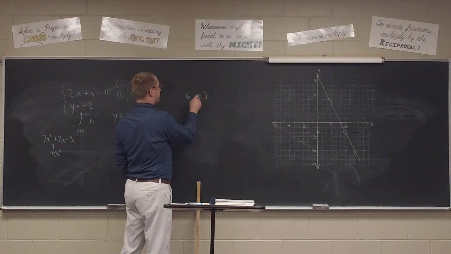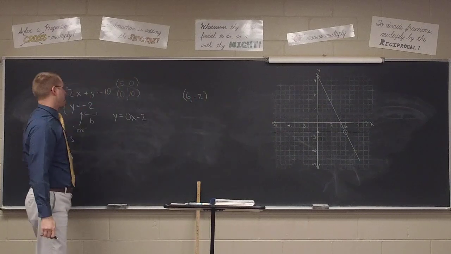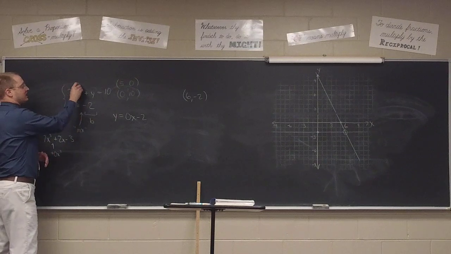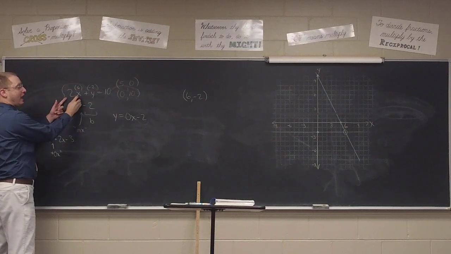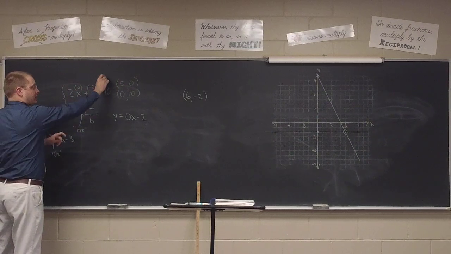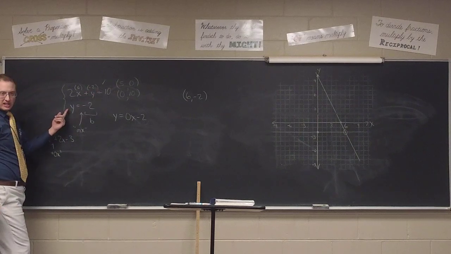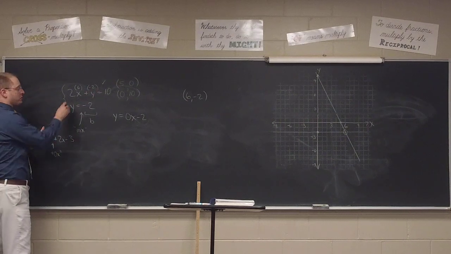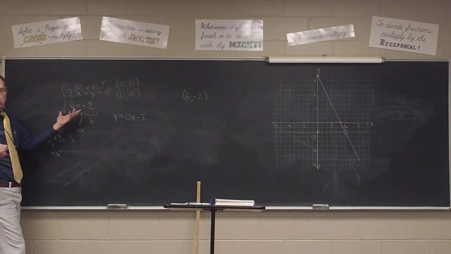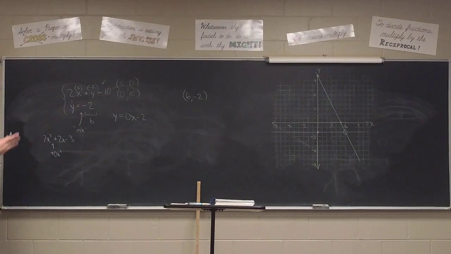6, -2 is our solution. Here we could plug in a 6 and a -2 and say that 12 plus -2 is 10. That checks out. Here there's nowhere to plug in the 6, because there's not an x. So all you have to do is plug in the y. Does -2 equal -2? Of course it does. It's kind of an unusual problem there with a missing variable, but questions on that?